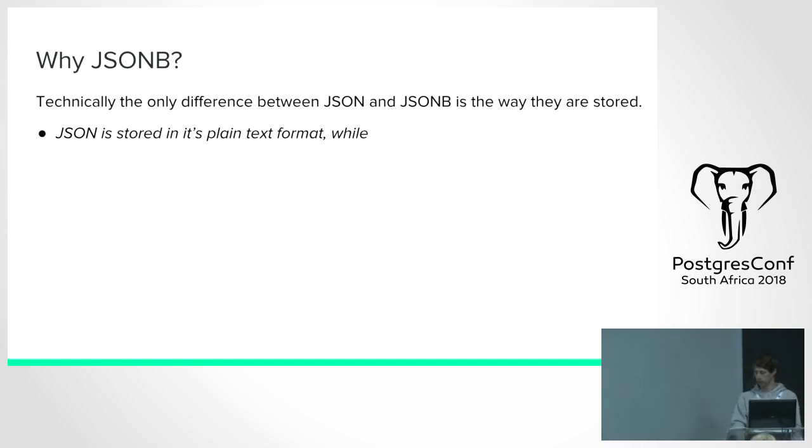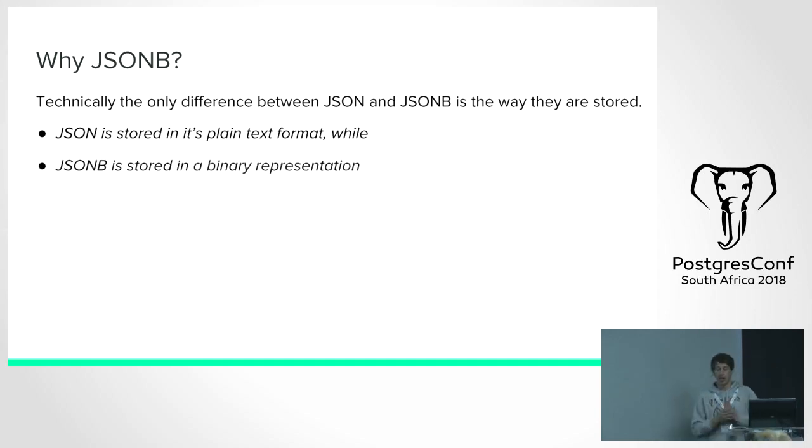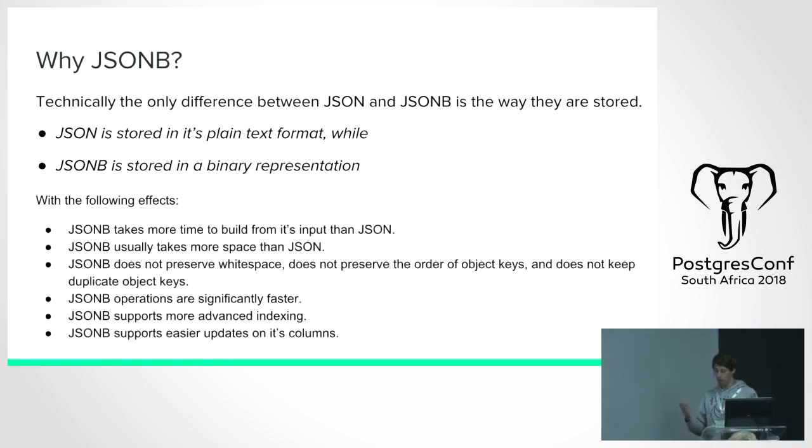And JSONB, that's where it's different, is stored in its binary representation. So it takes that text and transforms it into a binary representation that the database understands. What that causes is it removes white spaces, it will remove duplicate keys, and it will have its own order. So it doesn't take the text just like that. It transforms it into a binary format.